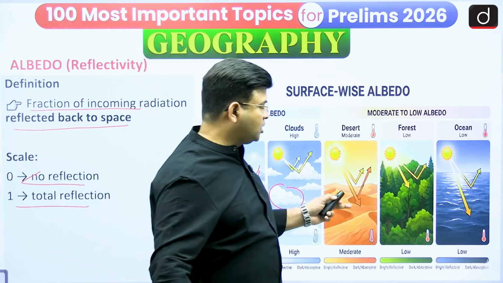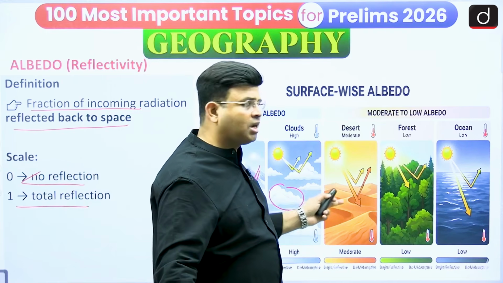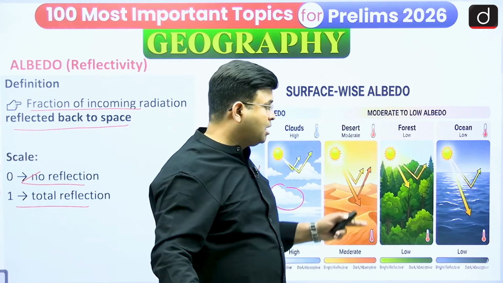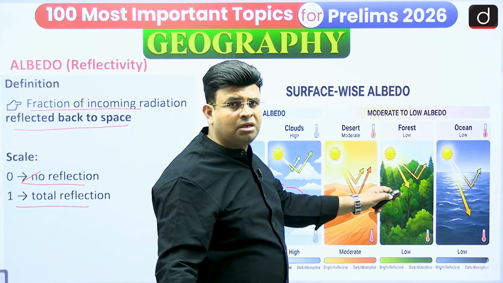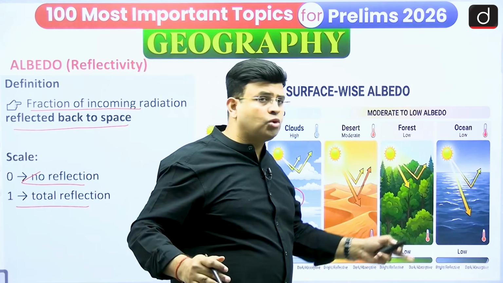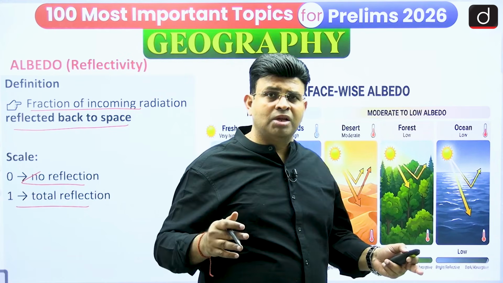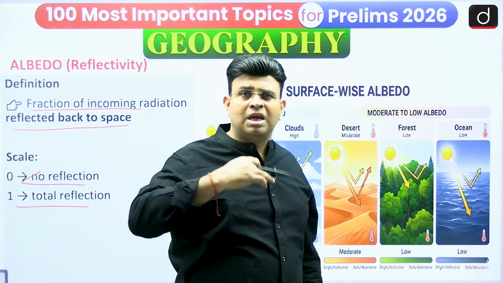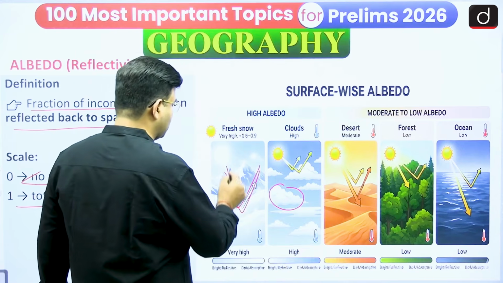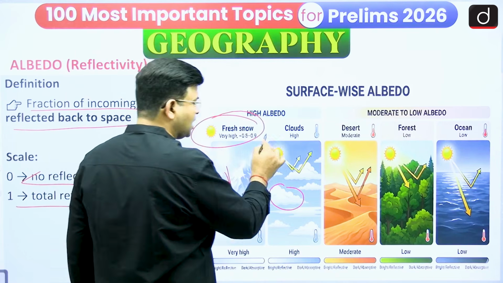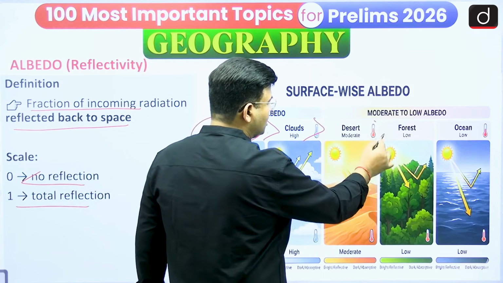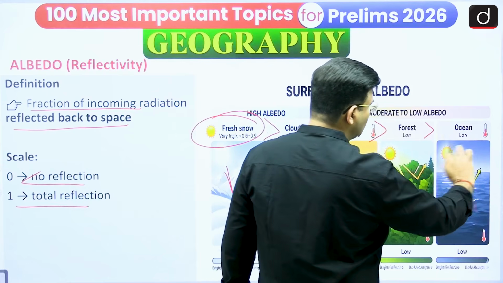But the desert has a moderate albedo. It also reflects back some of what comes in. Dense forest absorbs more heat and reflects less. Ocean water has the lowest albedo, absorbs more heat, and releases very little. Snow has the highest albedo, second is cloud, thereafter desert, thereafter forest, and the ocean is the lowest.